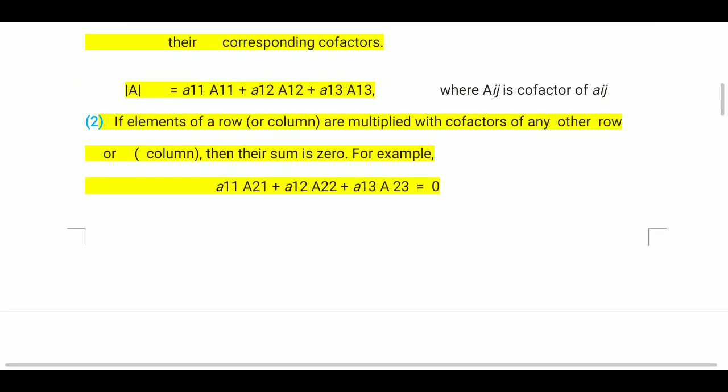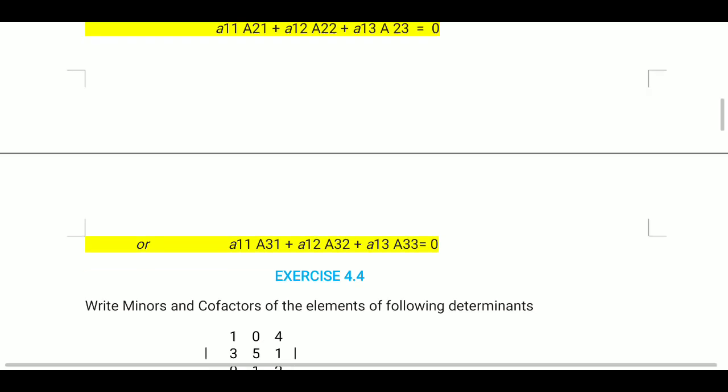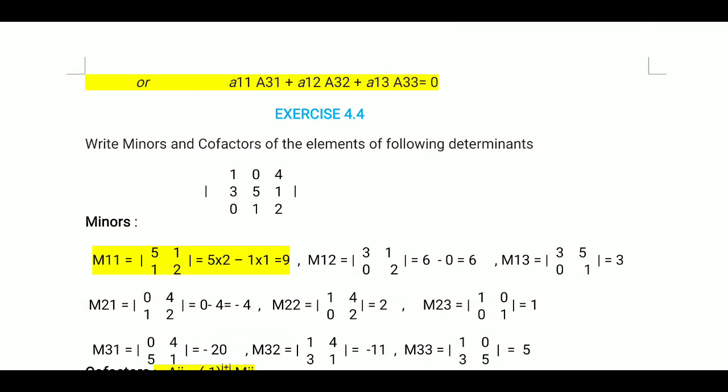It can be proved easily after finding the cofactors as well as the elements, multiplying them and getting the sum; we get 0. Similarly, if we take the elements of the first row and the cofactors of the third row, multiply correspondingly and sum them, we get the result 0. These are two important facts.